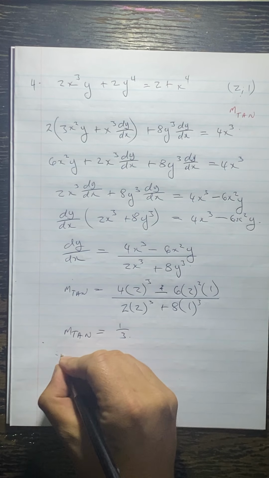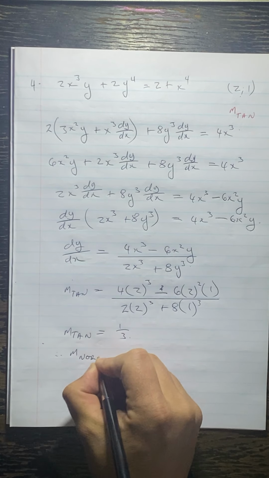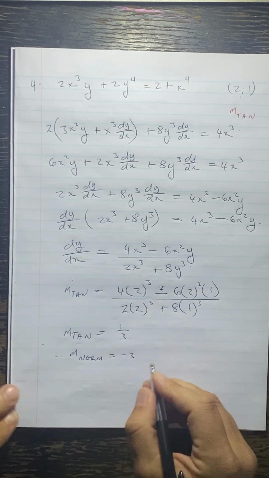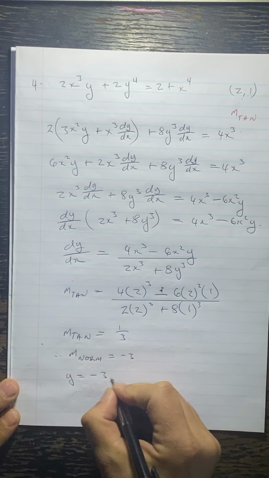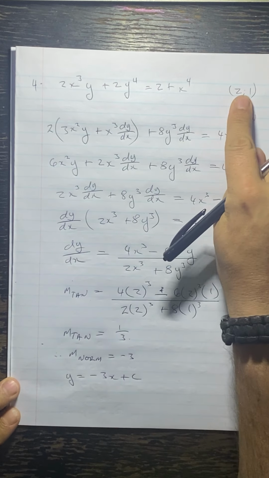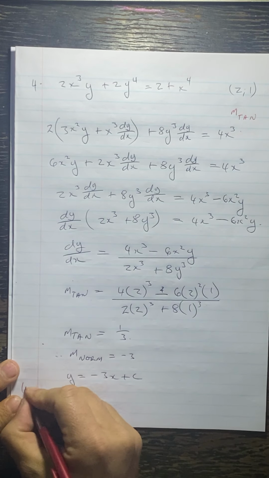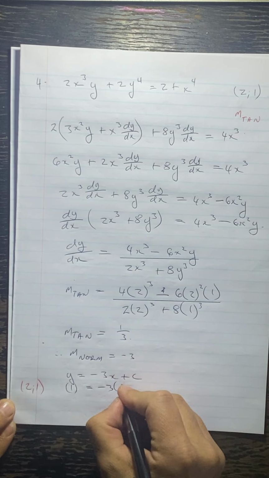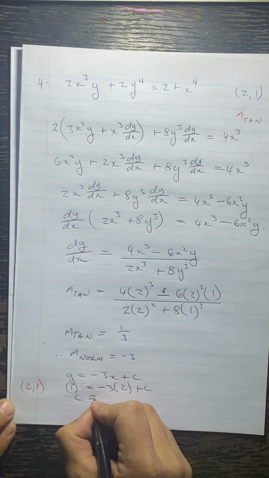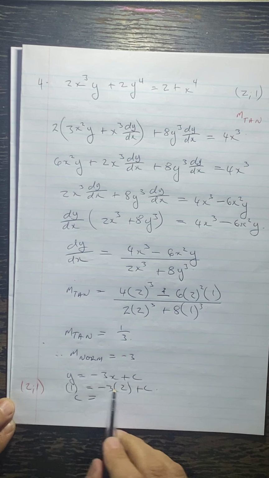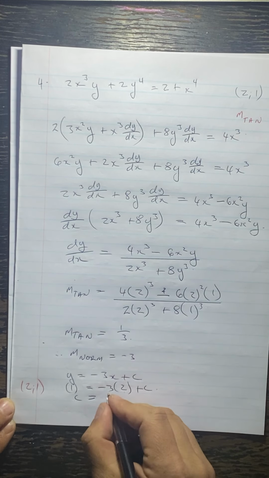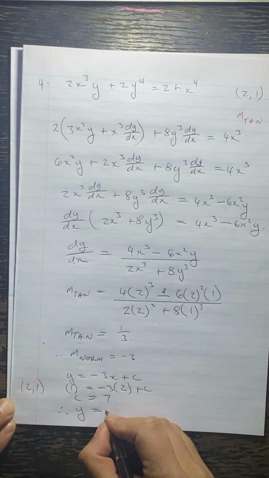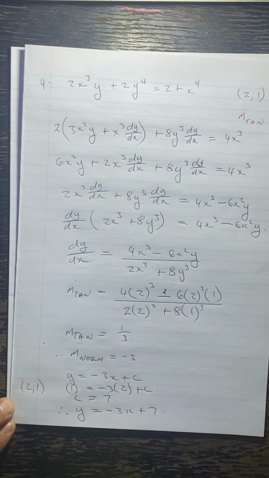Okay, therefore, the gradient of the normal will be equal to, we flip this and we get 3 and change the sign. Okay, so now we've got y is equal to minus 3x plus c. To find the c value, we plug in the point. And we get a c value of minus 6, so we get 7. Therefore, the equation of the normal is y is equal to minus 3x plus 7.